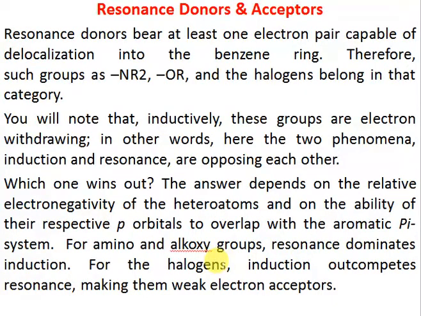Whereas in the case of the halogens, the inductive effect is more pronounced. The inductive effect is more dominant because the electronegativity of the halogens is very significant. Since the electronegativity is very significant, the resonance effect is not as pronounced as the inductive effect, right? So the inductive effect dominates over the resonance effect. As a result, the halogens are weak electron acceptors, right? If you have a halogen directly attached to the benzene ring, then the halogen will withdraw electron density, although not significantly. They will still donate some electron density, but they will still be considered weak electron acceptors, right?